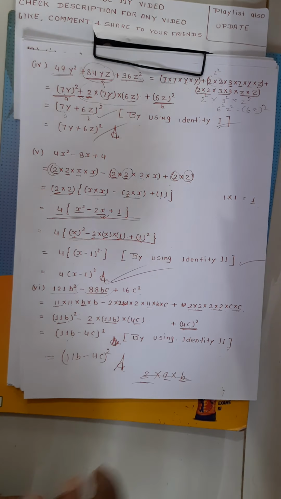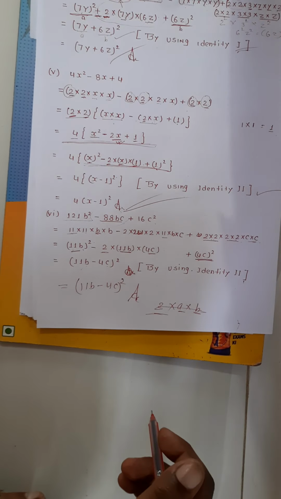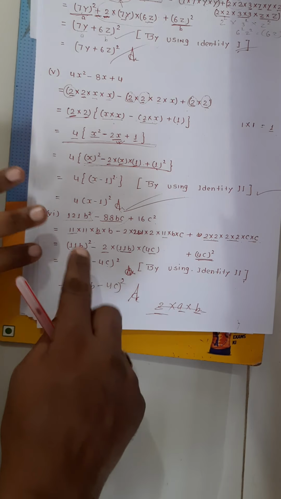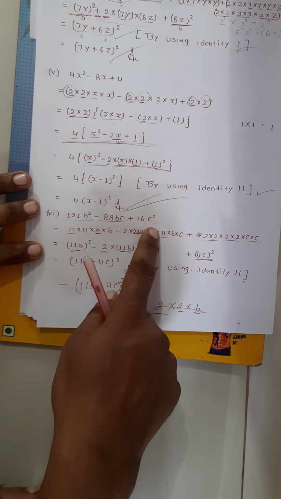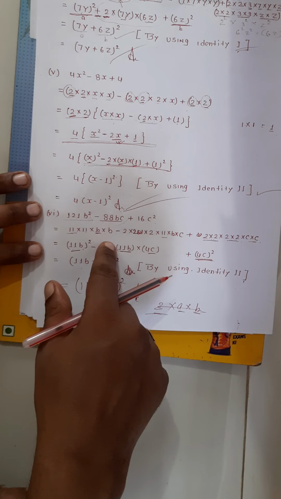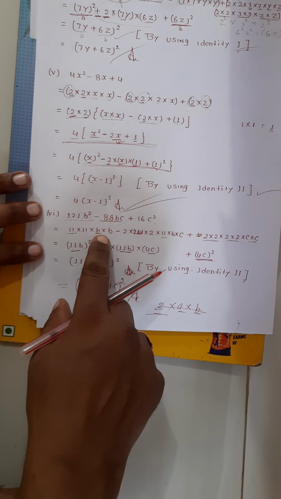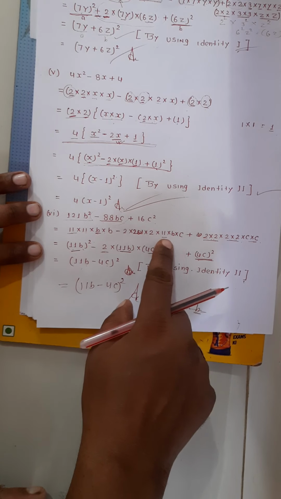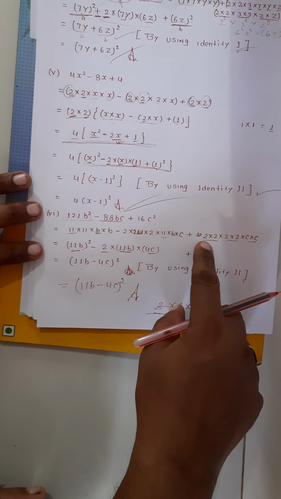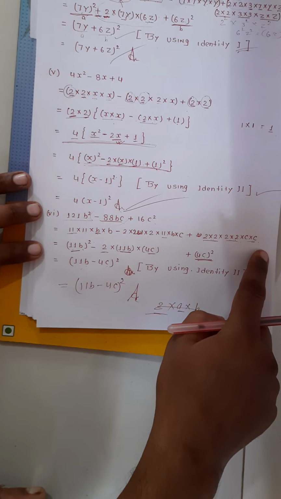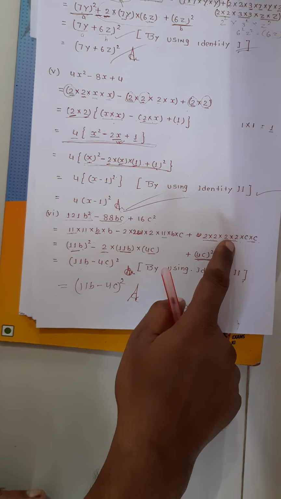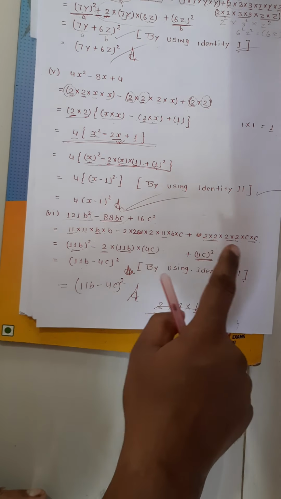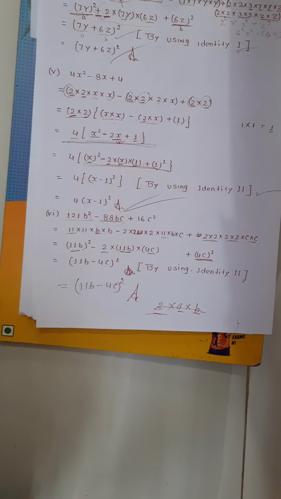Understand? Now we have reached question number 6. What is our question? 121b square minus 88bc plus 16c square. Again we factorize all terms. Our value becomes 11 into 11 into b into b, 2 into 2 into 2 into 11 into b into c, and for 16c square our value becomes 2 into 2 into 2 into 2 into c into c. Again you check for a common factor. 11 is here, 11 is also here, but 11 is not here. b is here, b is also here, but b is not here, so we cannot take out a common factor, because there is no common factor in all terms.